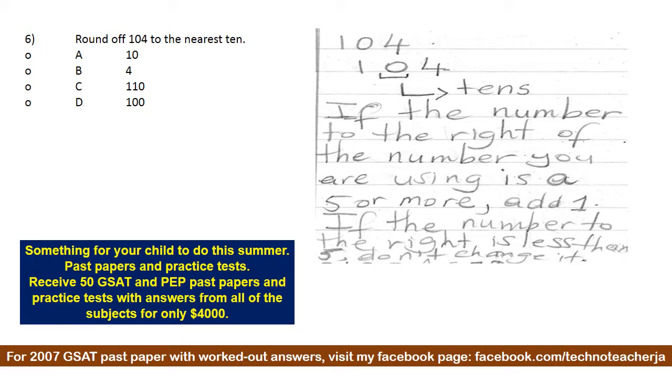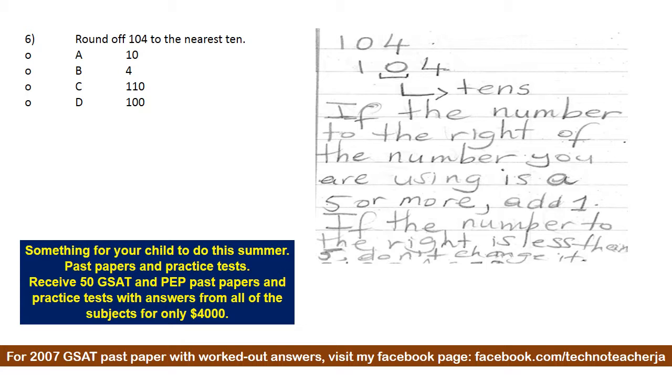If the number in the ones position now is 4 or less, leave the number as it is. Don't change the number in the tens position. So if the number in the ones position is 4 or less, do not change the number in the tens position.